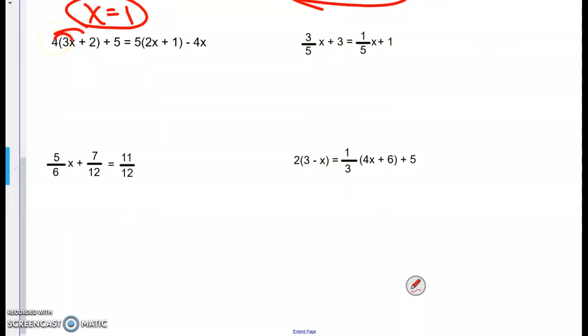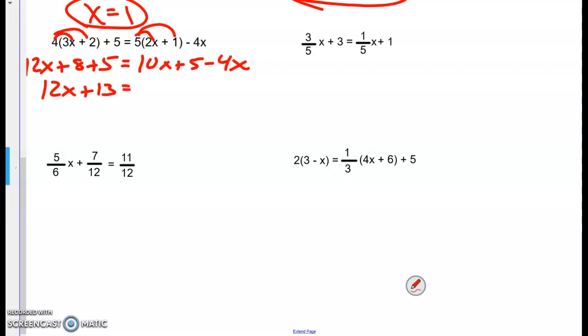So the 4 goes to both terms here, and the 5 goes to both terms here. You can do the distribution in one step. 12x plus 8 plus 5 equals 10x plus 5 minus 4x. I'm going to combine my like terms next. 12x plus 13 equals 10x and 4x is 6x, plus 5.